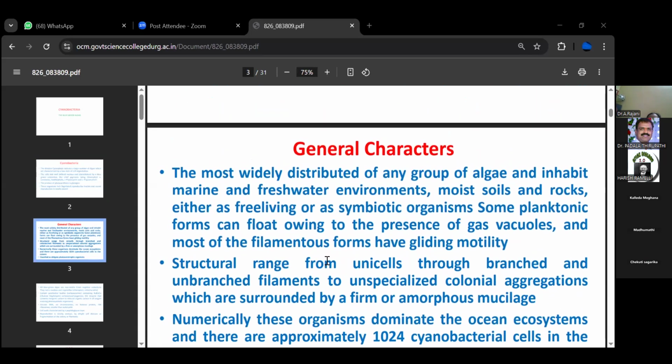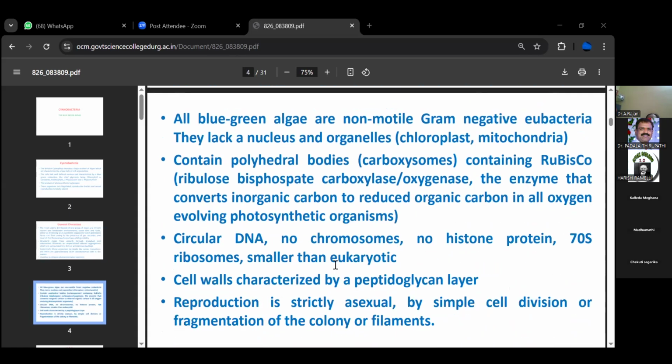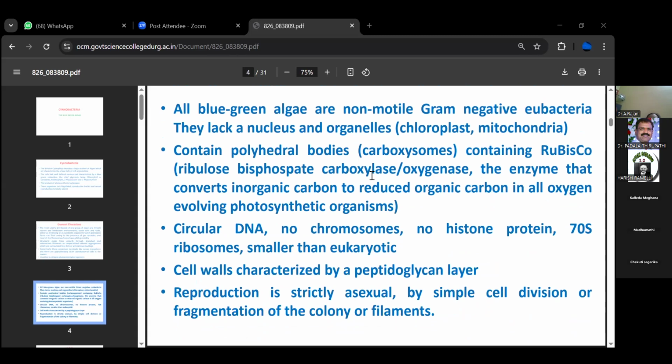Now I will explain the distribution of algae in marine water, freshwater, and all the environments where you can observe this one. Structurally, numerically, there are 10^24 cyanobacterial cells in the ocean. These blue-green algae are non-motile, gram-negative eubacteria, and gram-positive also are there. They lack a nucleus, that is a nuclear membrane, and chloroplast and mitochondria are absent. This is the same as bacteria.